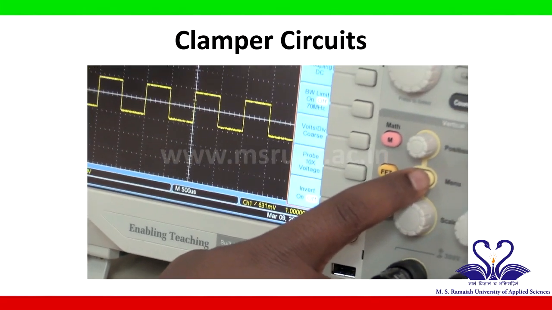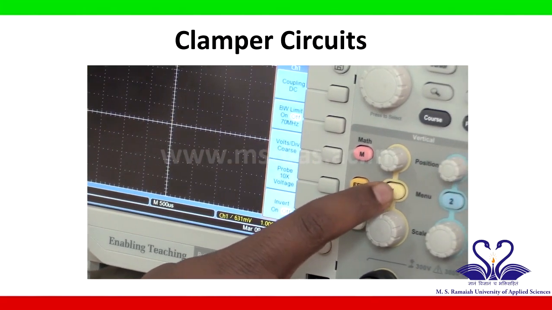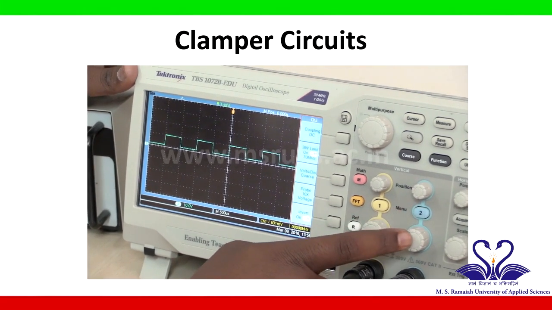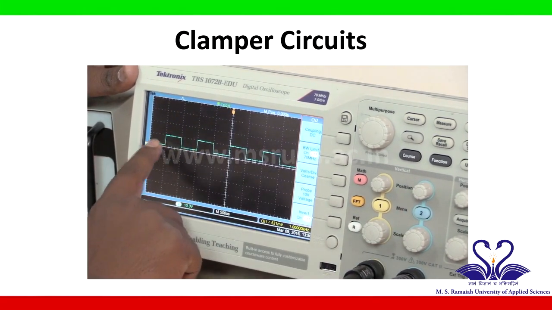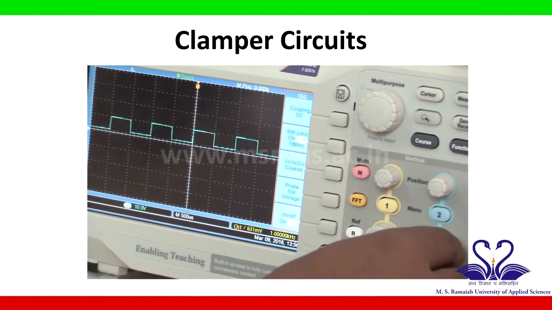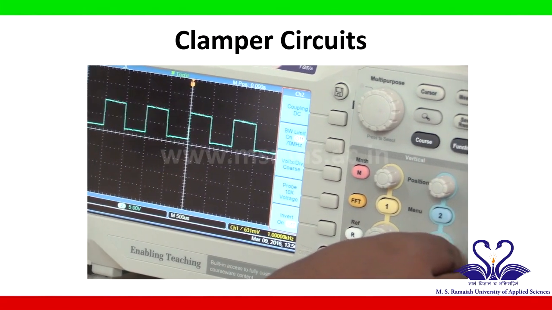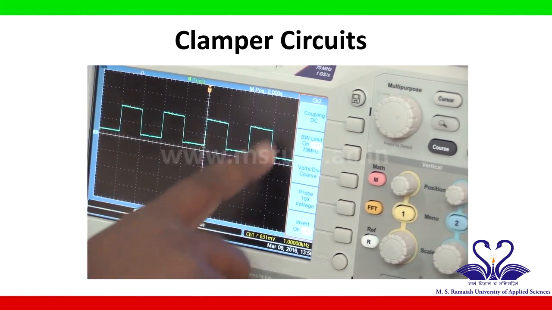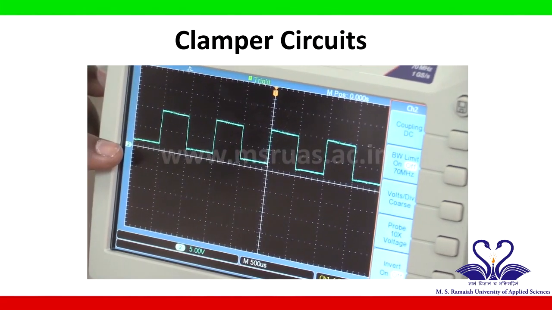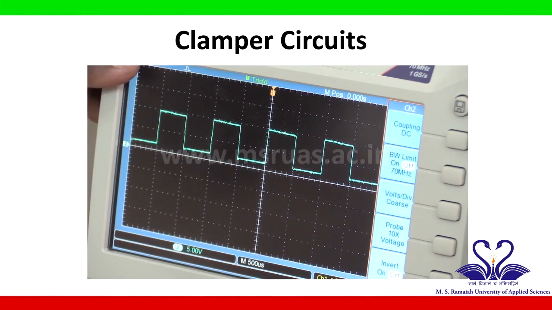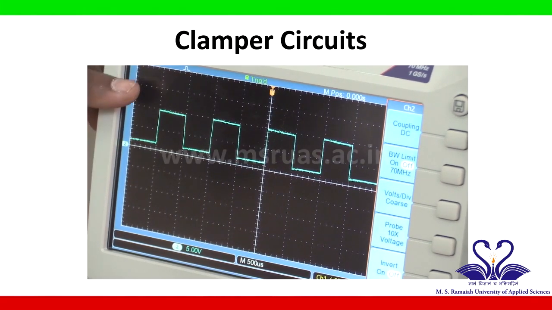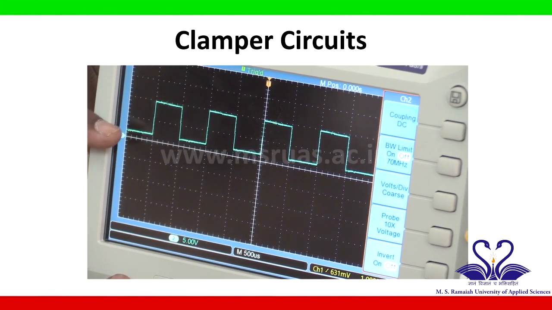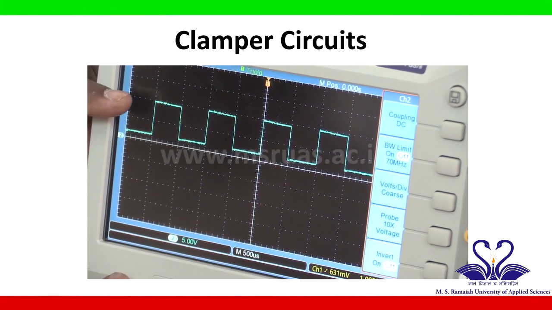For this input we will observe the corresponding output voltage which is available at channel 2. So this is the output waveform. I will zoom it so that I can clearly observe the clamping level. If you see this output waveform, this waveform exists only above the reference line, that is, it exists only in the positive region. So this is called a positive clamper output.